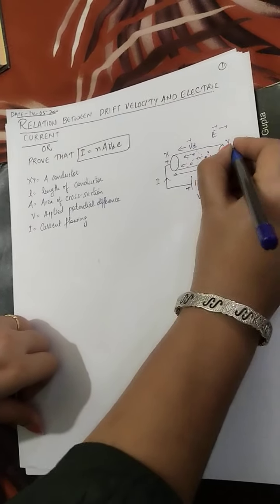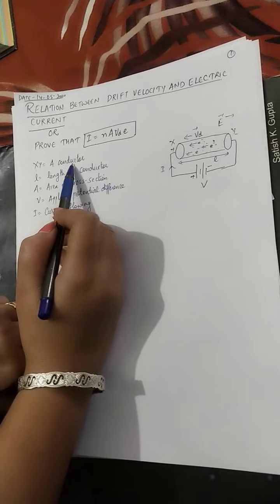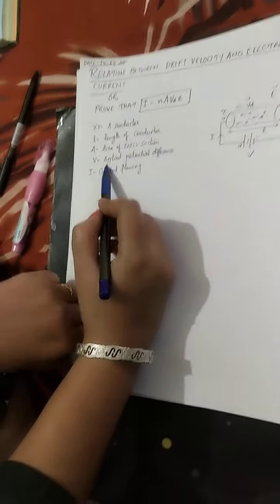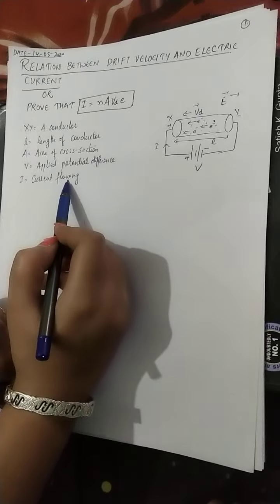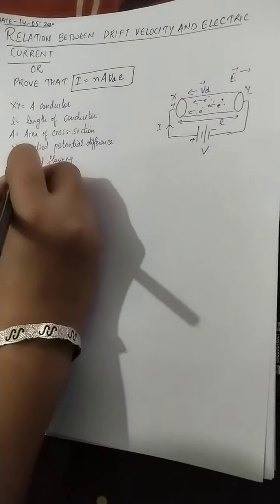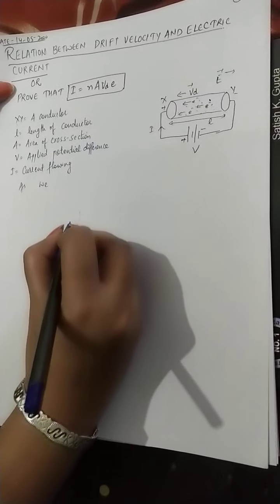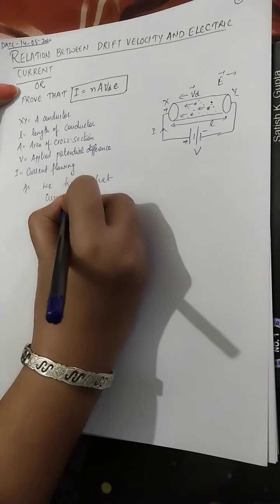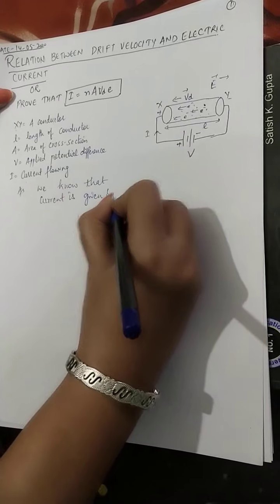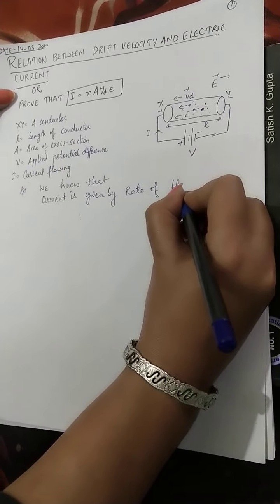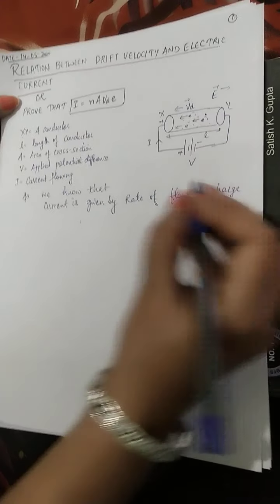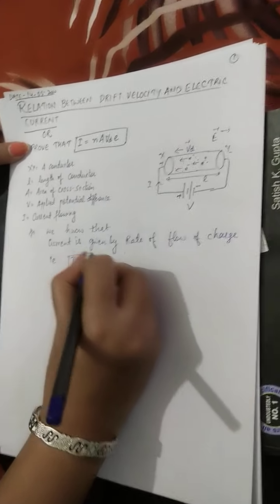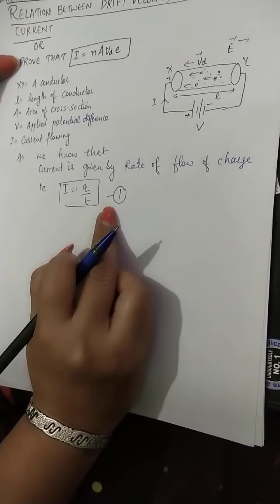So we have XY, this is the conductor, L is the length of the conductor, A is the area of cross section, V is the applied potential difference, and I is the current flowing through the conductor. Now, as we know, current is given by the rate of flow of charge, that is I equals Q by T. We will consider this as our equation number 1.